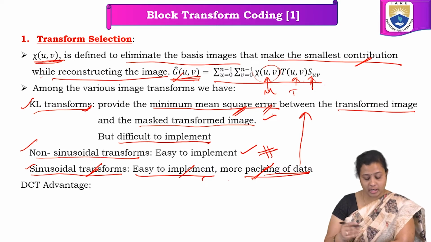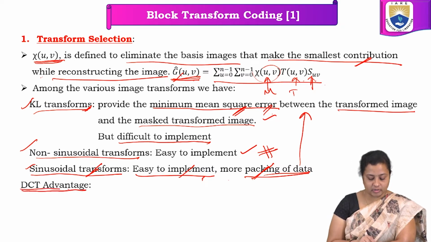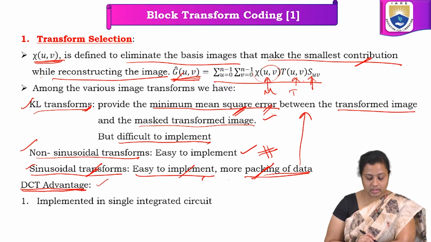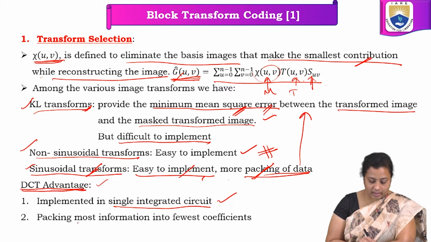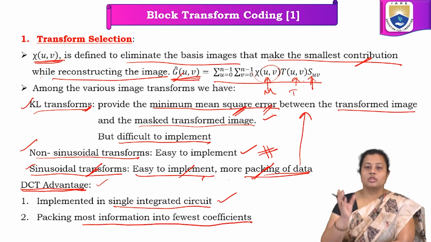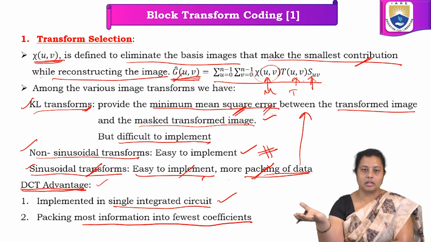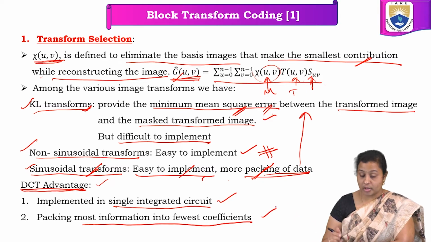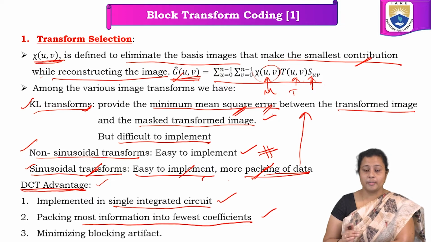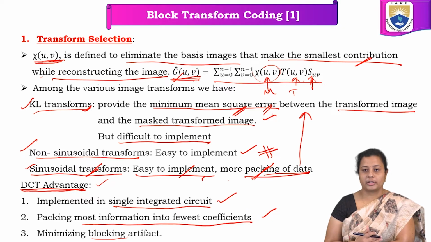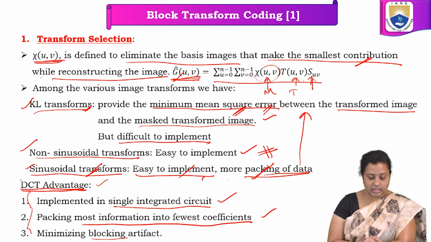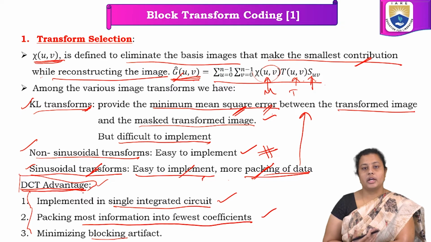So we go for sinusoidal transforms. In sinusoidal transforms, if we take our DCT technique, what are its advantages? It can be implemented using a single integrated circuit, and it packs most information into a few coefficients. So using a few coefficient values, we can combine a lot of the data. So image compression can also be achieved using this, right? Next, we are decreasing the blocking artifact. So based on these three advantages, DCT is mostly used in our transformations.